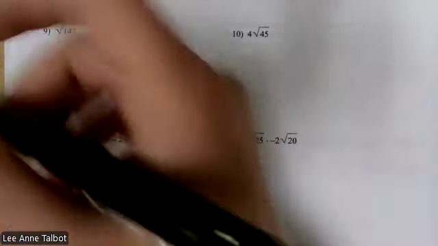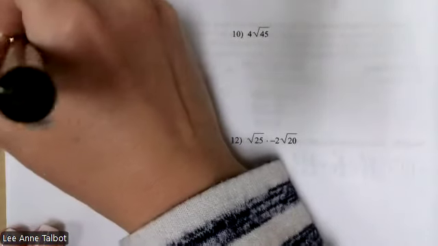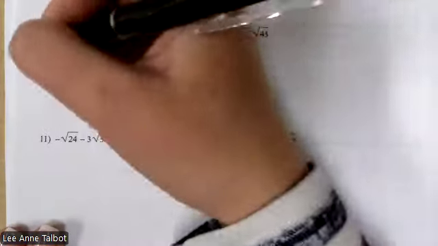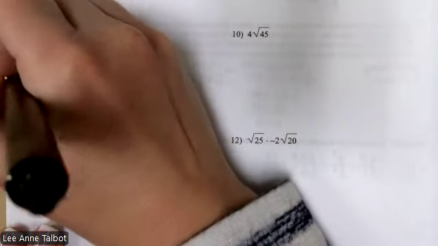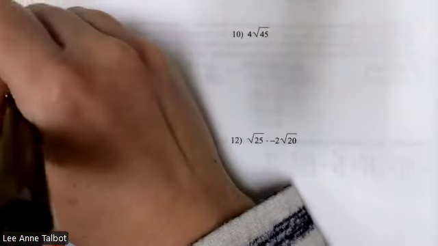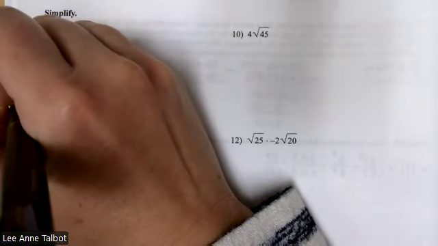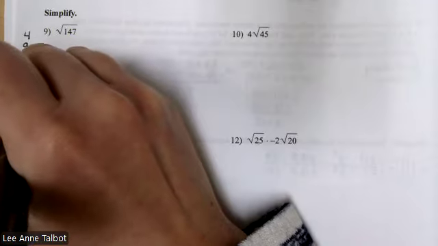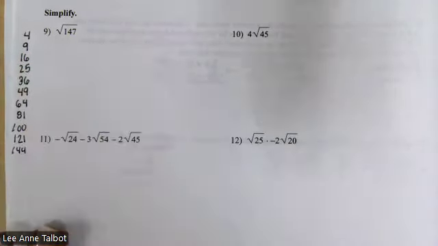Okay, so on the square root section, I'm going to write my perfect squares: 4, 9, so 2 times 2, 3 times 3, 4 times 4, 5 times 5, 6 times 6, 7 times 7, 8 times 8, 9 times 9, 10 times 10, 11 times 11, 12 times 12. I'm going to stop there.